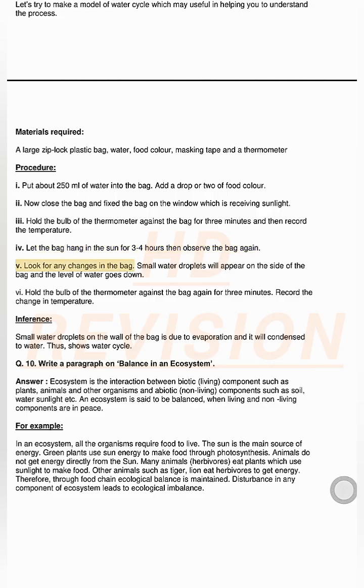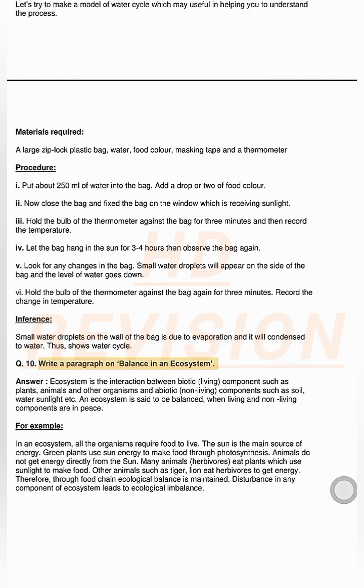6. Look for any changes in the bag. Small water droplets will appear on the side of the bag and the level of water goes down. 7. Hold the bulb of the thermometer against the bag again for 3 minutes. Record the change in temperature. Inference. Small water droplets on the wall of the bag is due to evaporation and it will condense to water. Thus, it shows the water cycle.